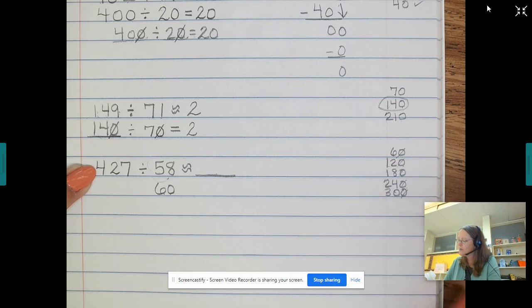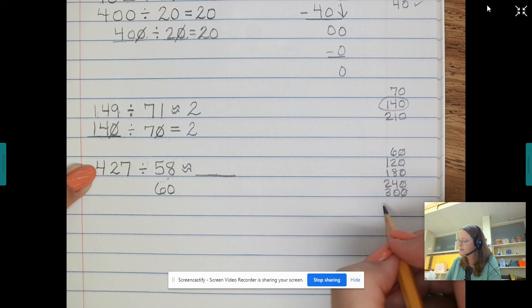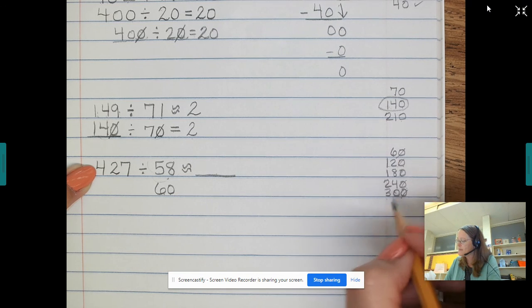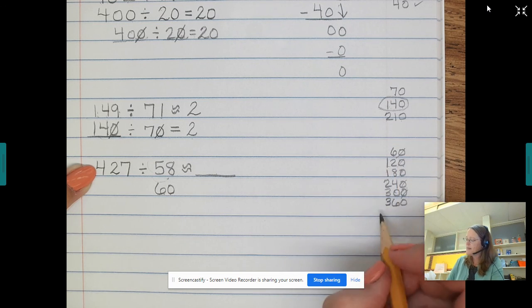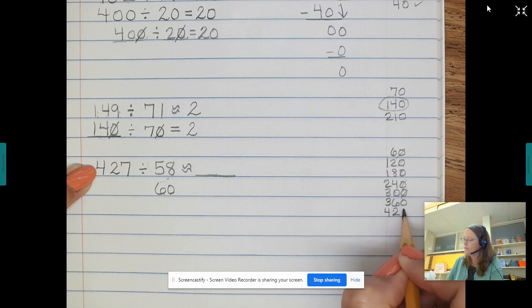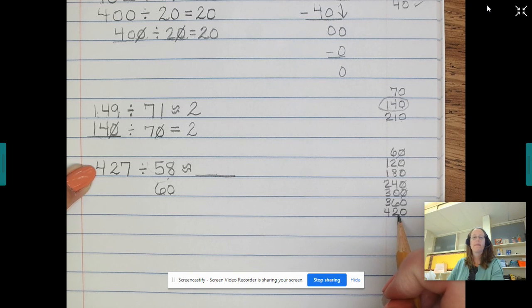I'm just putting a 0 at the end. 6 times 6 is 36. 360. And 6 times 7 is 42. 420. Look at that. 420 is super close to 427.